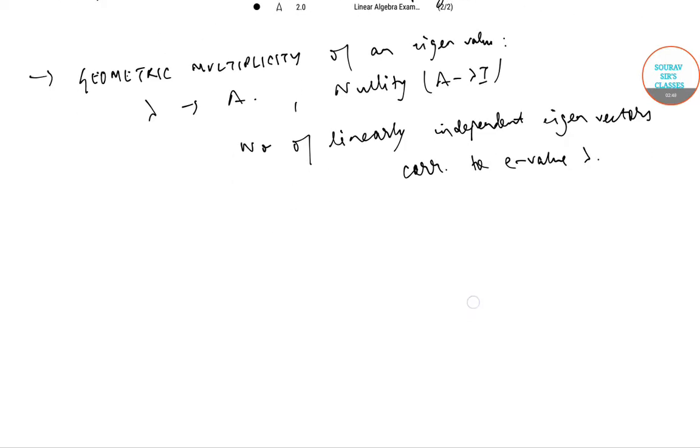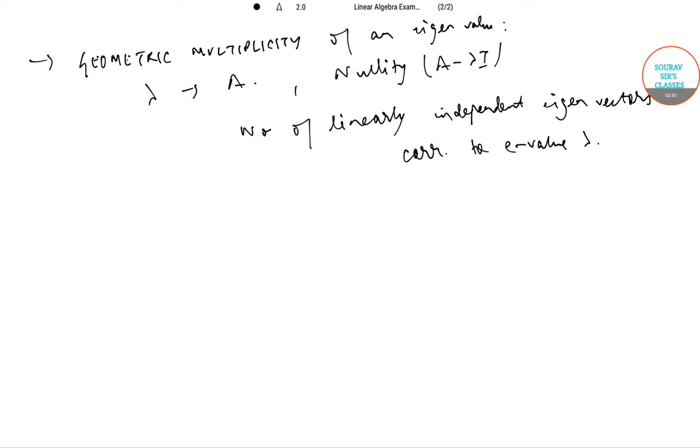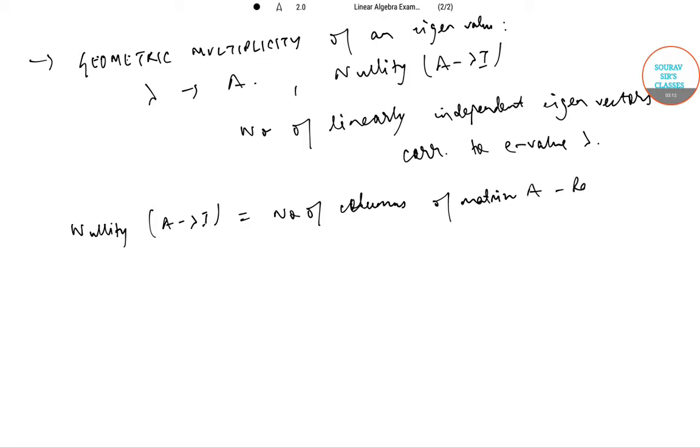Also, there is a direct formula to calculate this, which is nullity of A minus lambda I is equal to number of columns of matrix A minus rank of A minus lambda I.